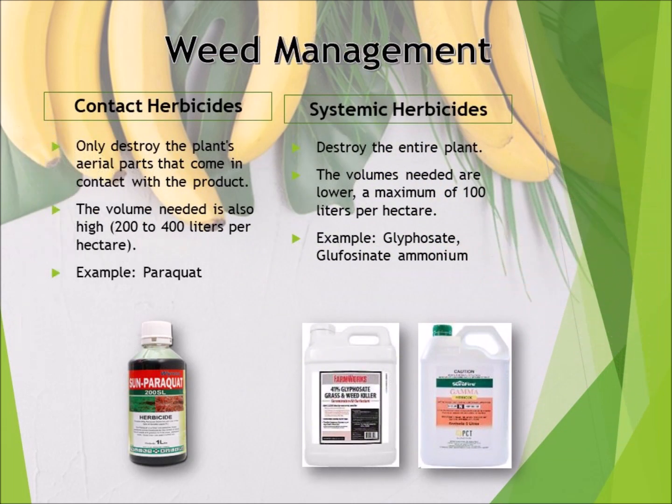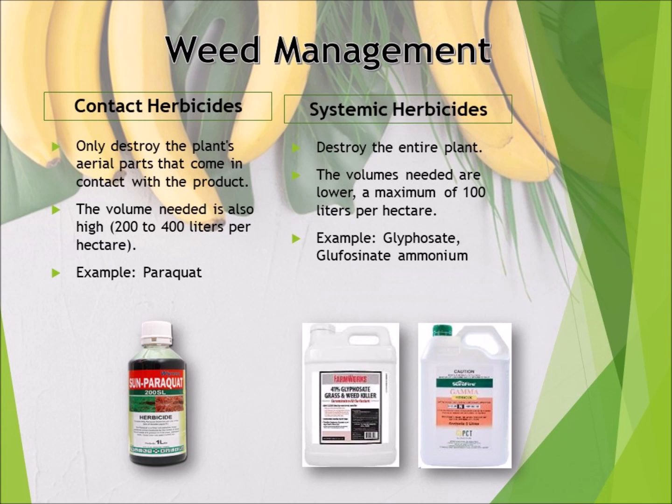This slide is about weed management. Weed management is the botanical component of pest control which attempts to stop weeds from competing for nutrients with the bananas. There are a few methods that can be used, which include herbicides, mechanical, and ground control. The two types of herbicide methods are contact herbicides and systemic herbicides.